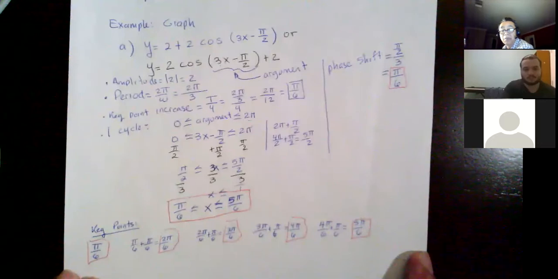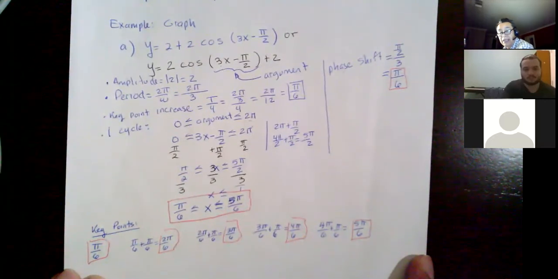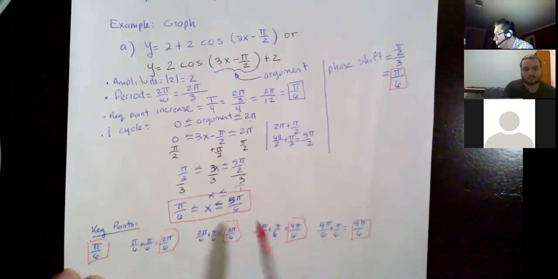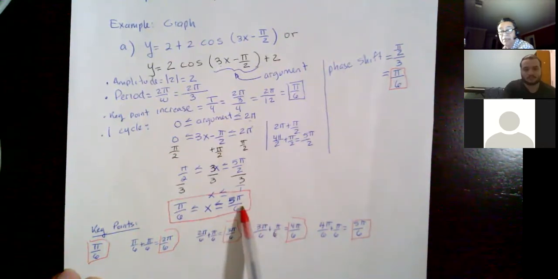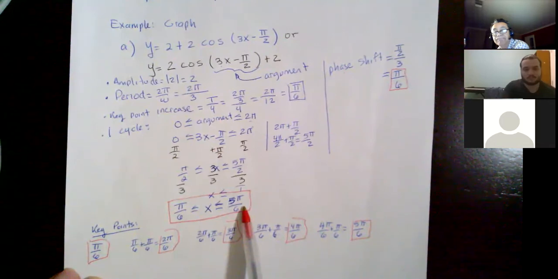Those are the key points that we need, you guys. So again, as I said before, where do we stop? This key point should be the same as this end point of the cycle. That's where we know where to stop. All right, so we got the key points. So we're ready to graph now, you guys.